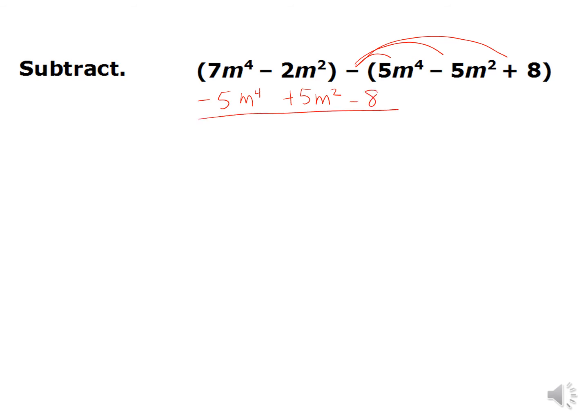Then I'm going to combine my terms. I get 7m to the fourth minus 5m to the fourth is 2m to the fourth. Negative 2 plus 5 is plus 3m squared, and don't forget your 8. There you go.